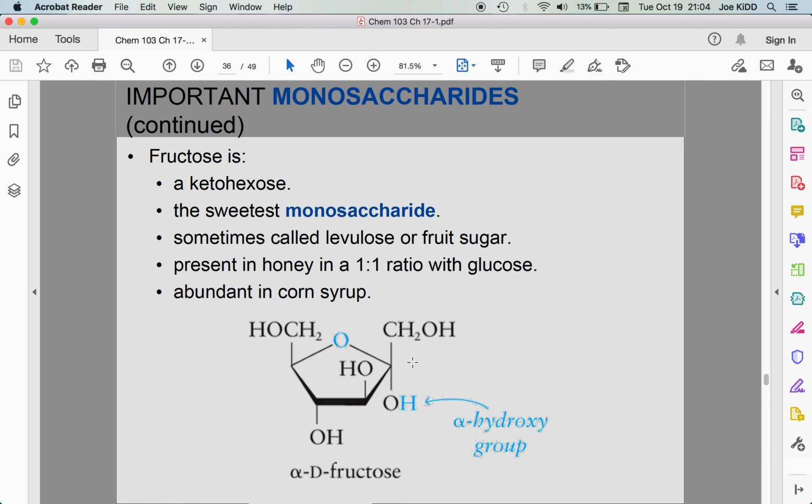Fructose is the first ketose that we're going to see. Again, it's sweet, sometimes called fruit sugar. It's present in honey with a 1-to-1 ratio with glucose, and is very, very abundant in corn syrup. So this is where we get high fructose corn syrup, simply because this compound exists in it.